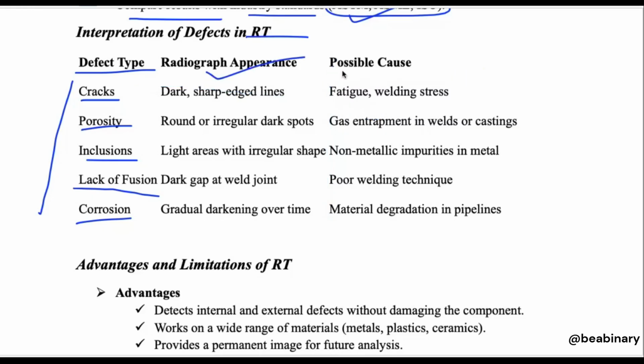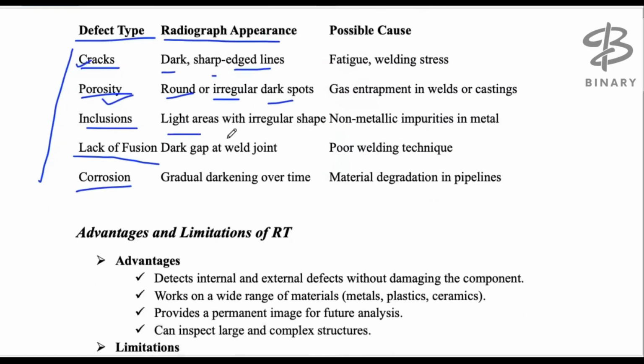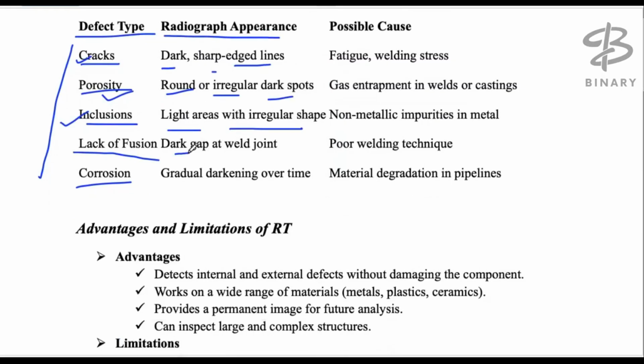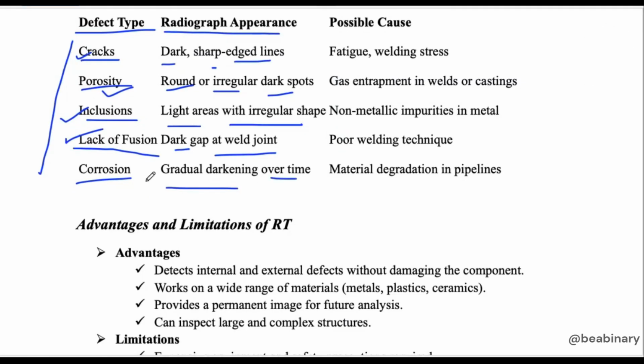Okay, now what we have to look at are the radiography patterns or appearance. If they are dark, sharp, and edged lines, then it is a kind of crack. If there are round or irregular dark spots, then we can think it is a porosity. If light areas with irregular shapes, it could be inclusions. If we have dark gaps at the weld joint, then we can say it's a lack of fusion. If we have a gradual darkening with time, it means that it's corrosion.